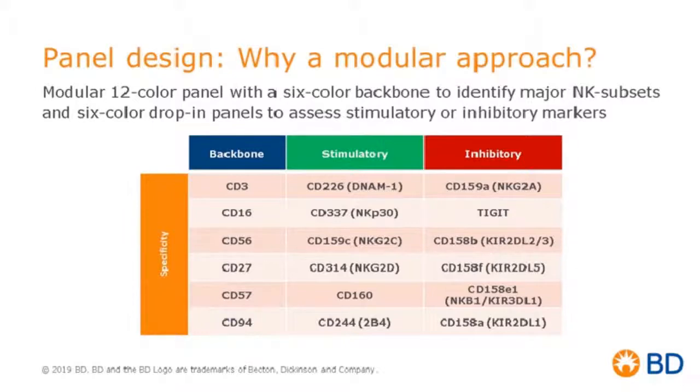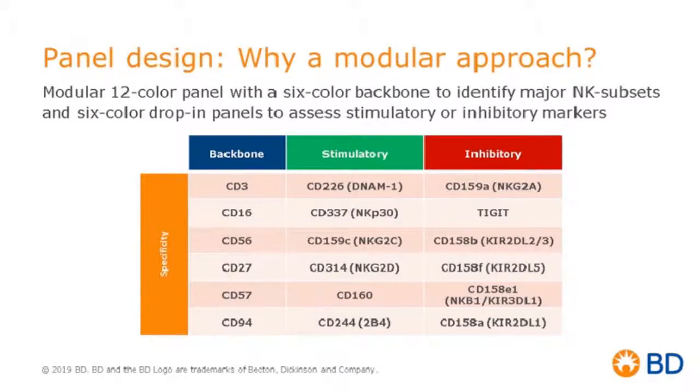And these are 6 markers that are conventionally used to assess the presence and frequency of major NK cell subsets, based on the expression of markers like CD56, CD16, as we discussed, CD27 expressing early NK cells, CD57 on more mature cells, and CD94. And this is going to be the core of our panel. It's a 6-marker core panel.